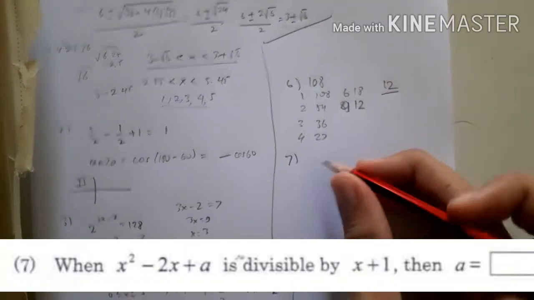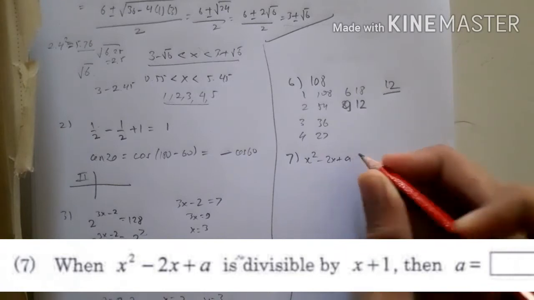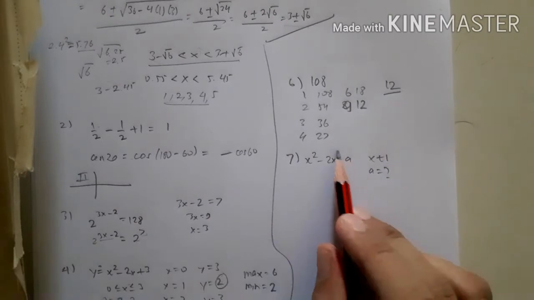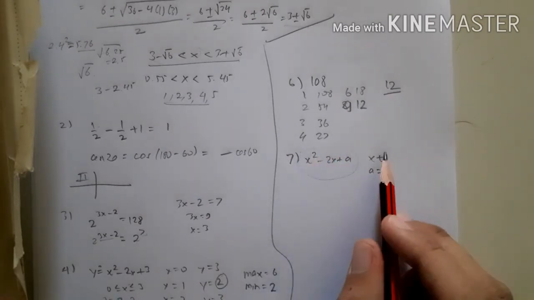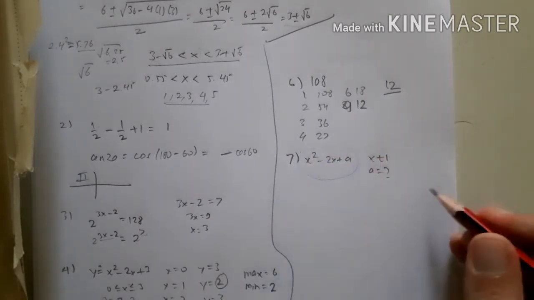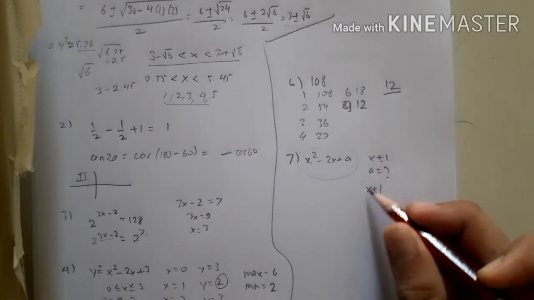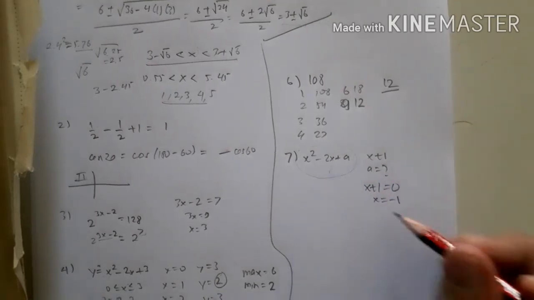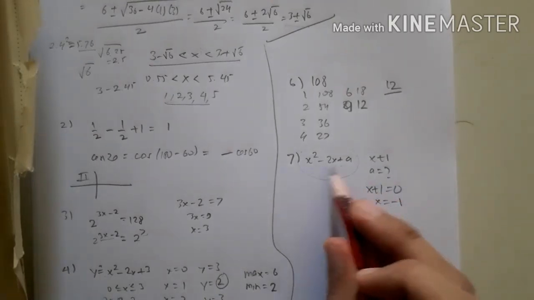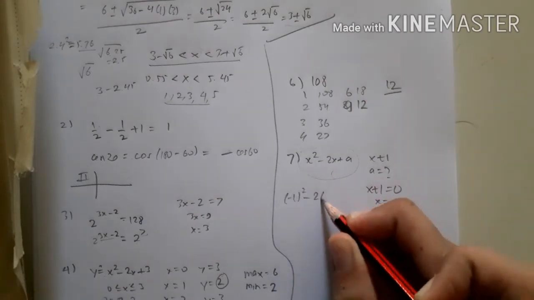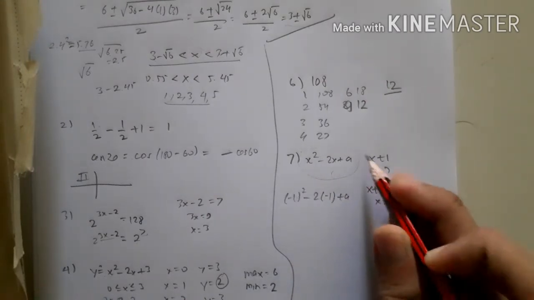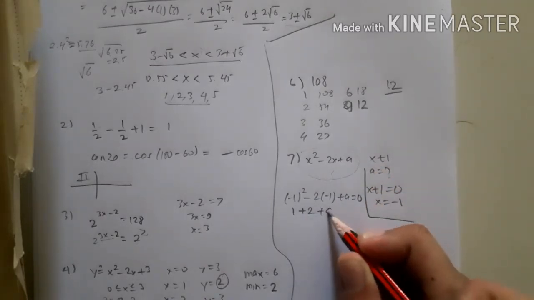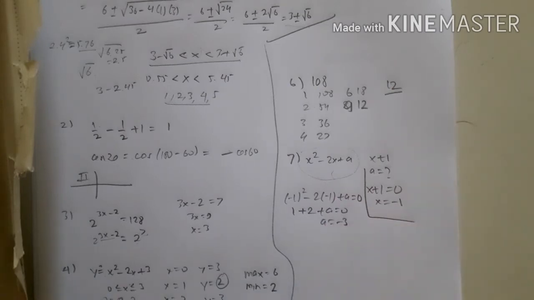Now for number 7, x squared minus 2x plus a is divisible by x plus 1. So what is a? Basically, if a polynomial is divisible by some function, it means that when you make that function equal to 0, x equals minus 1. Substitute x equals minus 1 here: minus 1 squared minus 2 times minus 1 plus a equals 0. So 1 plus 2 plus a equals 0, so a is minus 3.